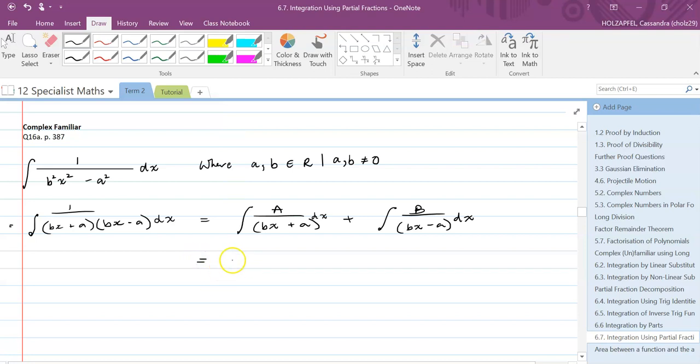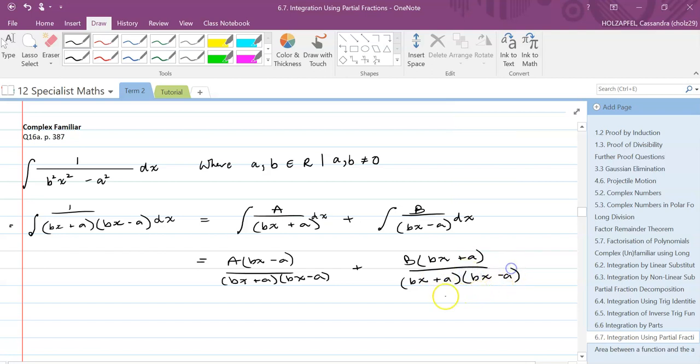We're going to cross multiply so that I have A multiplied by (bx − a) over (bx + a)(bx − a). And then we need to also cross multiply for B, so we're going to multiply this by (bx + a). We've got to be really careful here because a lot of these terms are very familiar. But hopefully you should be able to appreciate now that the denominators are going to be the same. So what I can do, if I rewrite this, I can multiply by (bx + a) over (bx − a), and that will eliminate my denominator.